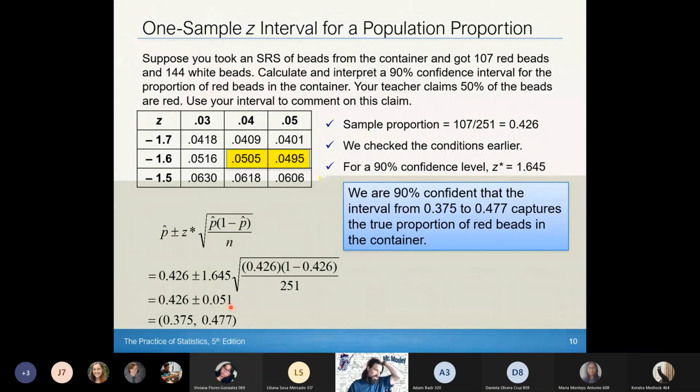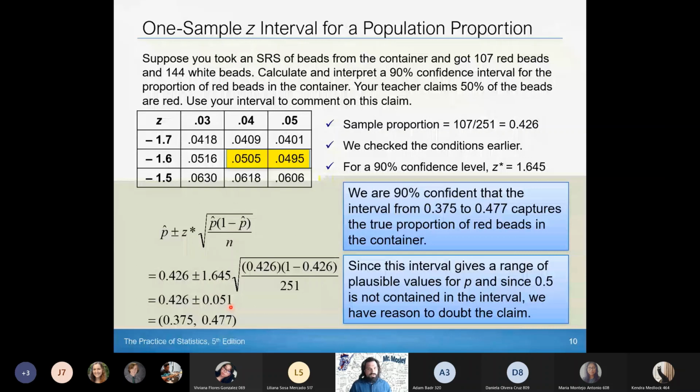Answering our question here, we are 90% confident that the interval from 0.375 to 0.477 captures the true proportion of red beads in the container. Since this interval gives a range of plausible values for P, and since 0.5 is not contained in the interval, we have reason to doubt the claim.